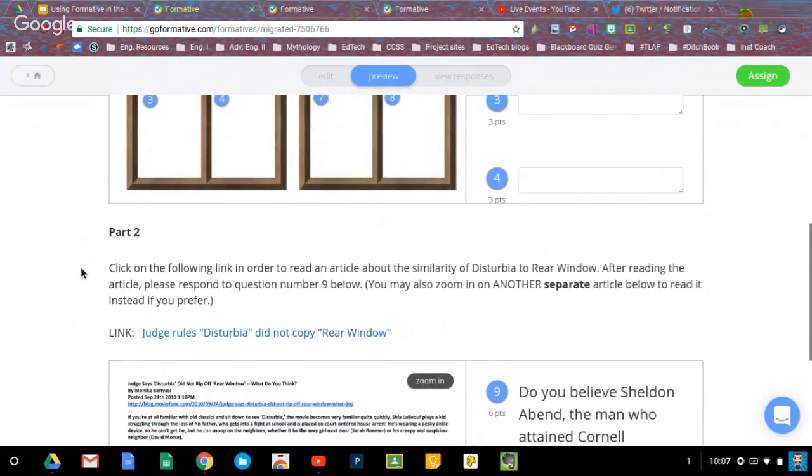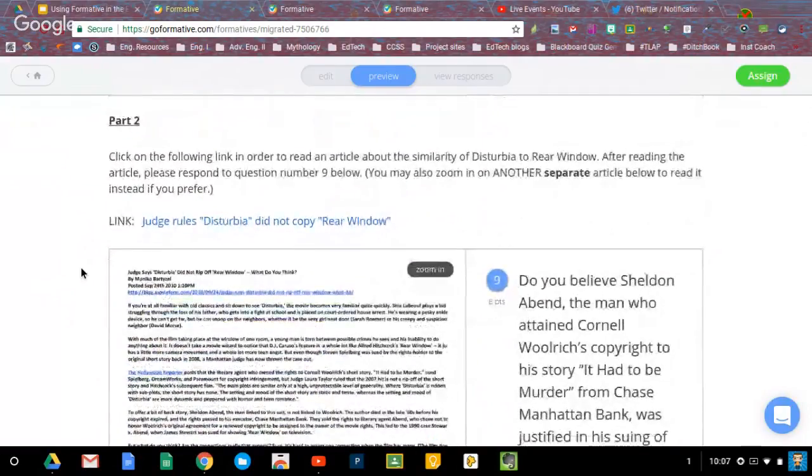Now, once we watched both films and finished Disturbia, and finished discussing it, what I wanted them to do was read a nonfiction article about what they had brought up to me about this being so close to Rear Window. As a matter of fact, the person who had the original copyright to the short story, It Had to Be Murder, ended up bringing a lawsuit against DreamWorks Pictures and Steven Spielberg on copyright infringement because he felt that the film Disturbia was way too close to the film Rear Window, which used It Had to Be Murder as its inspiration.